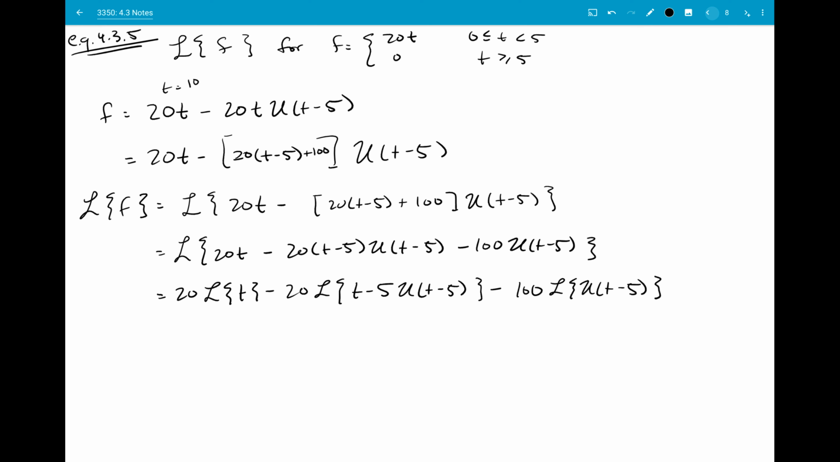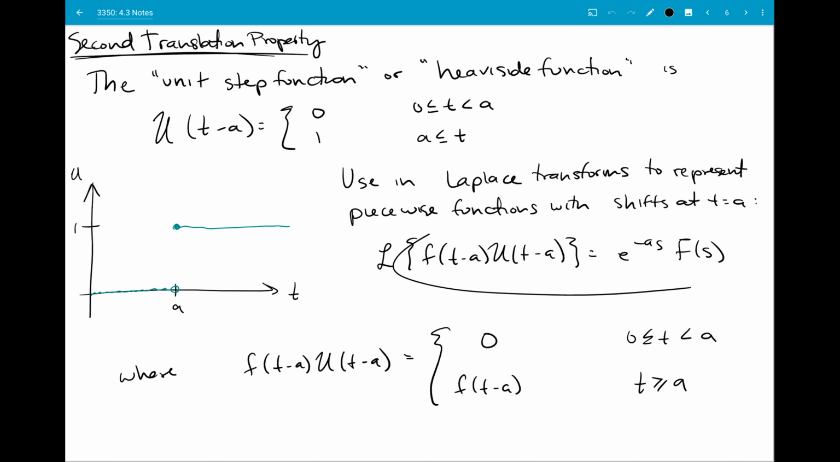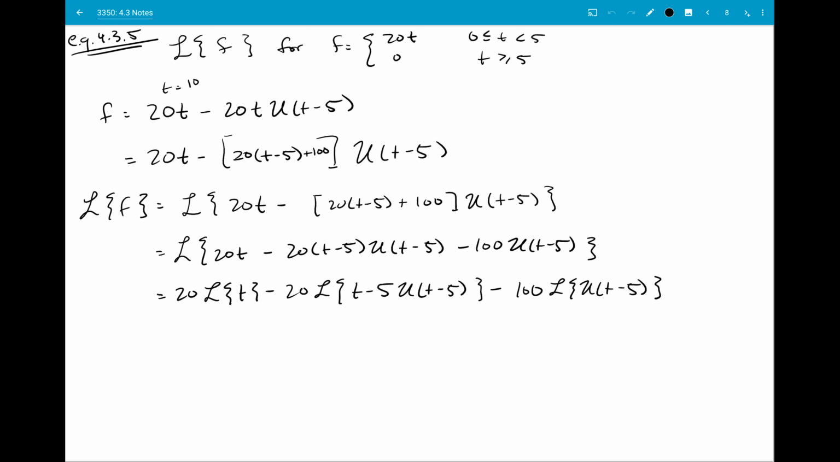And then I have to remember that I'm using, where did I write it down last? This property right here. L of f of t minus a, u of t minus a is e to the minus as F of s. So f of t minus a, u of t minus a is e to the as. Why isn't this working right now? Oops, sorry, e to the minus as.